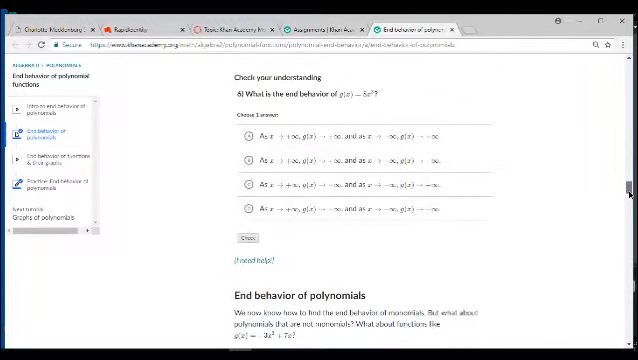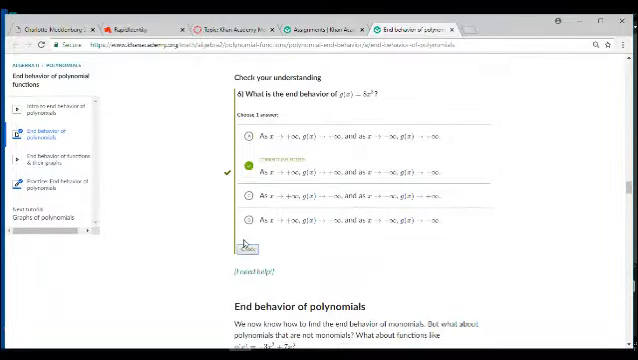All right, what is the end behavior of 8x cubed? As x approaches positive infinity, f of x is going to be approaching positive infinity, so it's one of either A or B. And as x approaches negative infinity, f of x is going to be approaching negative infinity. So that's going to be option B. Check. Yes, we're right.